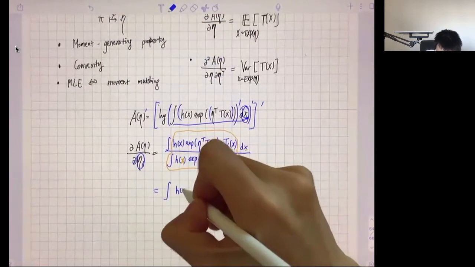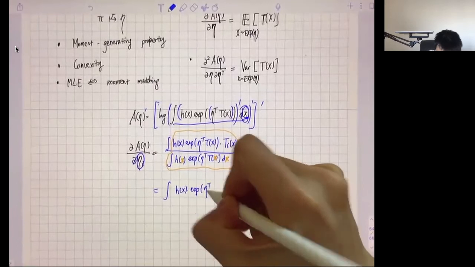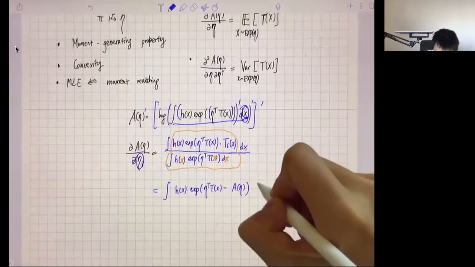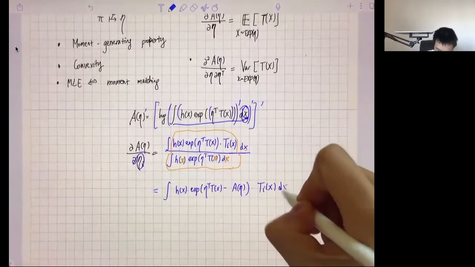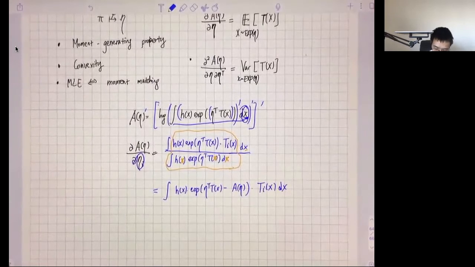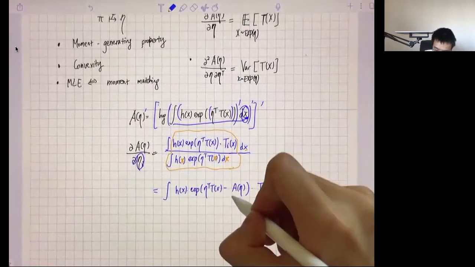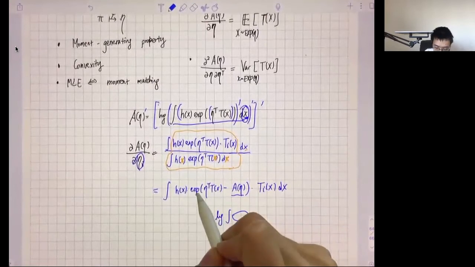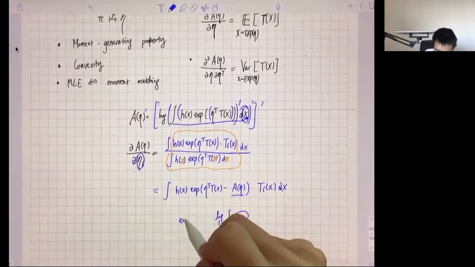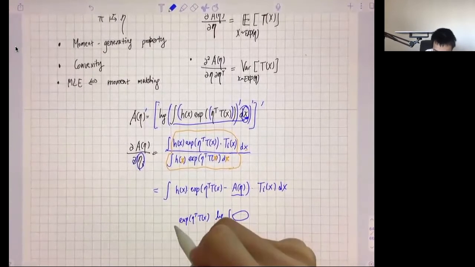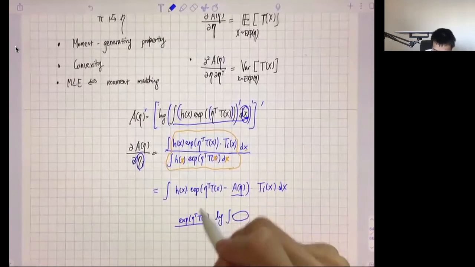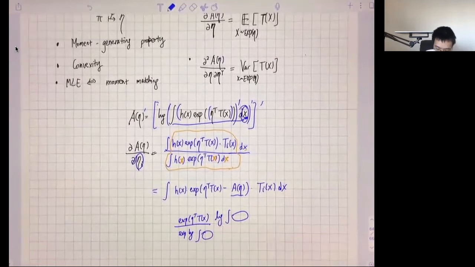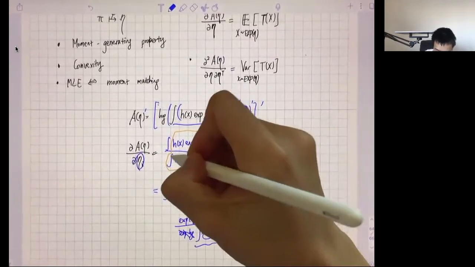And that gives me the integral of h(x) exponential of η transpose T(x) minus A(η) times Ti(x) dx, right? Because A(η), we mentioned that it's the log of the integral. Then if I move it out of the exponential, it gives me exponential of η transpose T(x) divided by exponential of the log of the integral of something. So they cancel out. Then this term is just the denominator here.